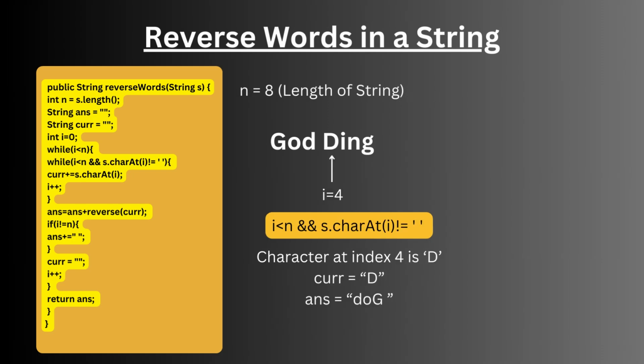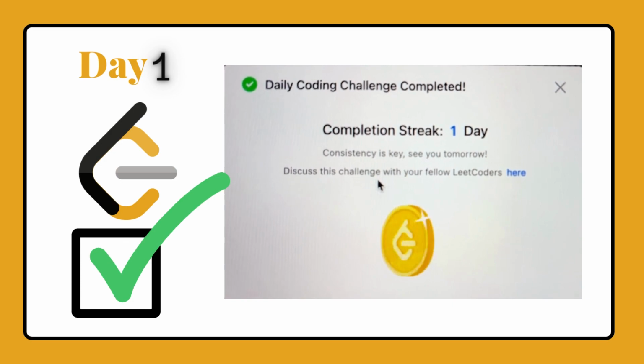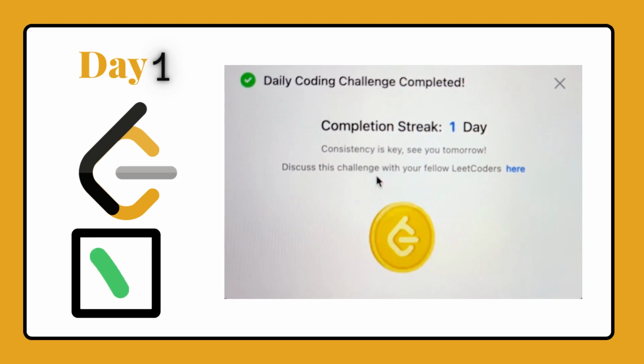We continue the same process for index 4, 5, 6 and 7, and now when we are at the index 8, i is less than n, this condition is failed and we come out of the while loop, and hence we will reverse our current word DING, so that will result in GNID, and then we reinitialize current with an empty string, and to the answer we will add our current reversed string. Hence we have reversed each word in the given string. Woohoo! So that's how we solved the first problem of the October Leetcode challenge.